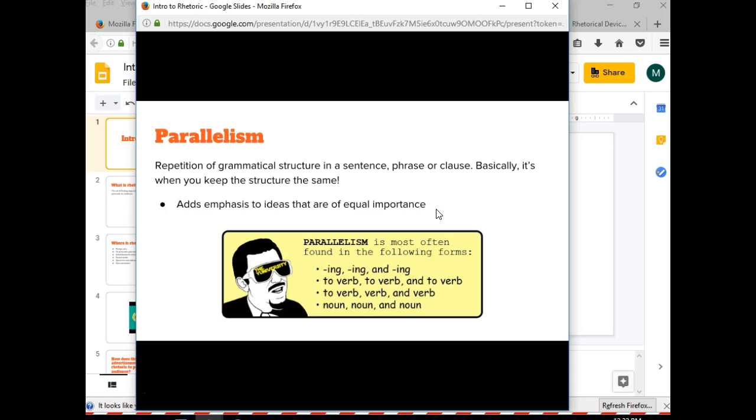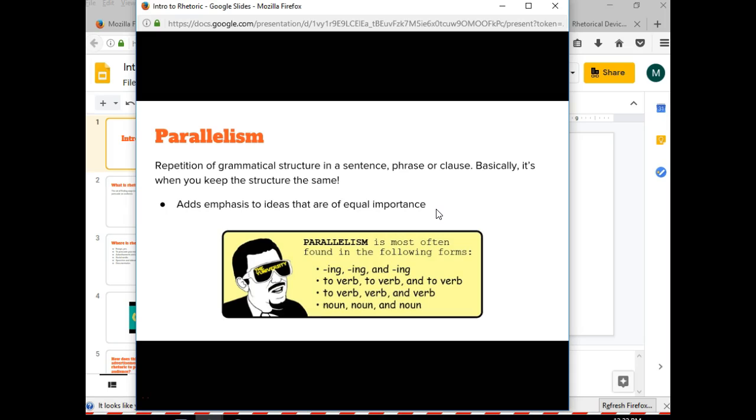But it's also parallelism because it's the repetition of a similar grammatical structure. So at the beginning of each paragraph, he says, I have a dream. Does that make sense? The difference between the two? Okay. So it's important because it adds emphasis to ideas of equal importance. So if I said something like, I went to the store and then I went home, that's the same grammatical structure, right? If I said I went home and then to the store, you're not giving it the same importance.